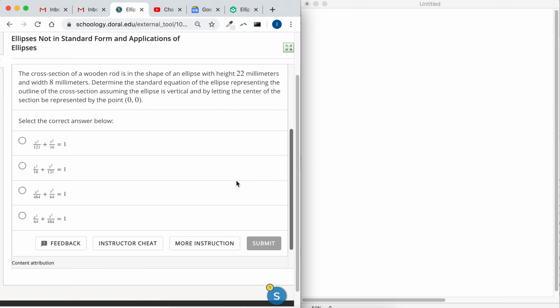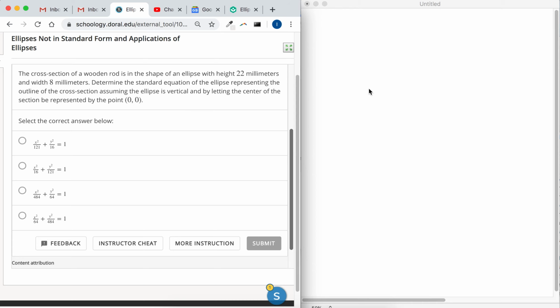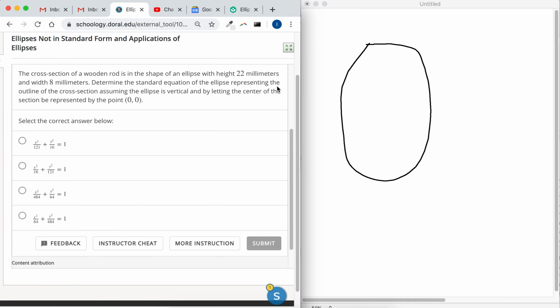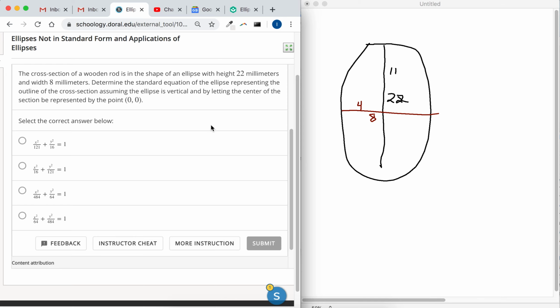Determine the standard equation. Center point 0, 0. So it's in the shape of an ellipse. So I'm going to draw it like this because it's the cross section. The height is 22. And then the width is 8. Okay, so we have our two radii, right? 11 for this one, and then 4 for this one, because it's 8 all the way across. It means halfway across, it should be 4.